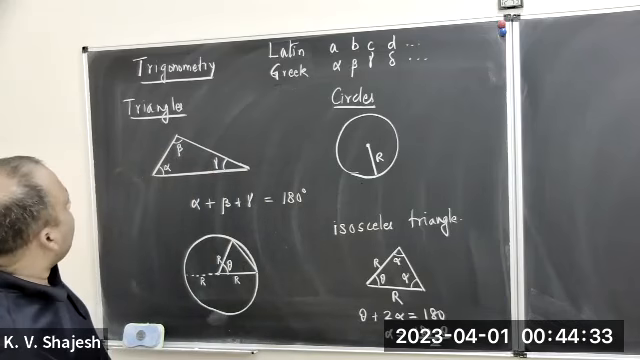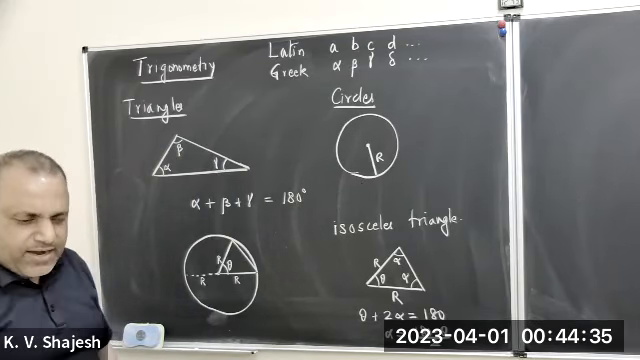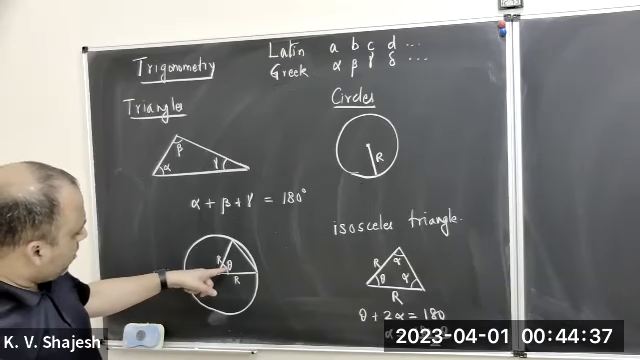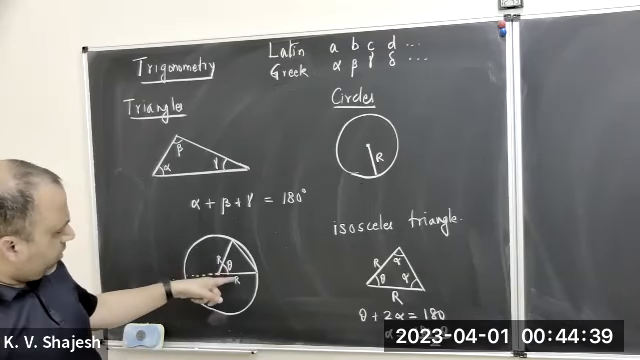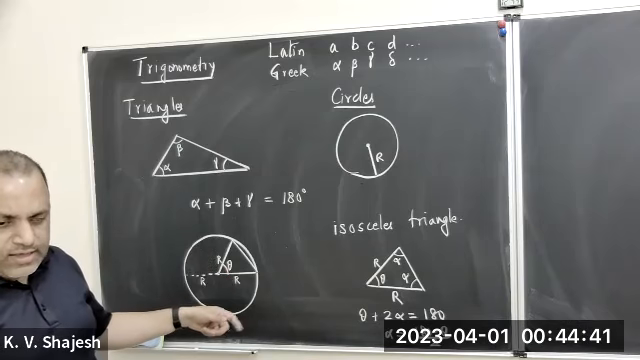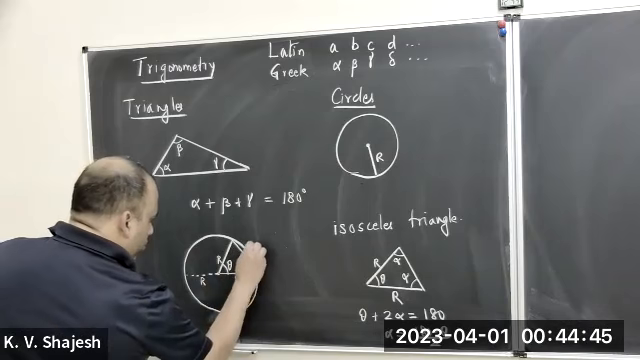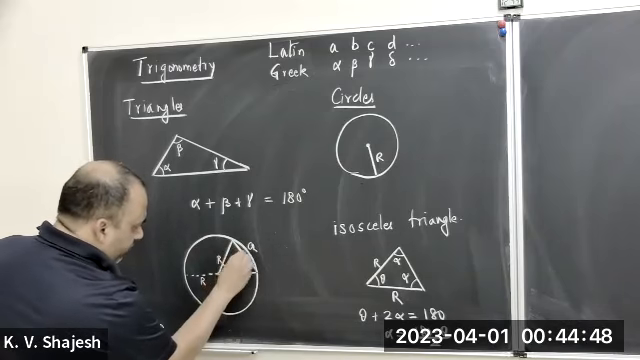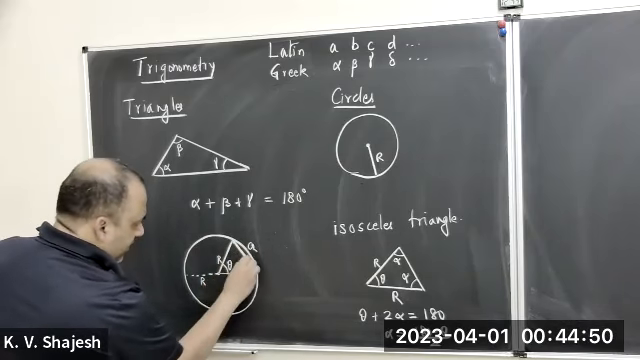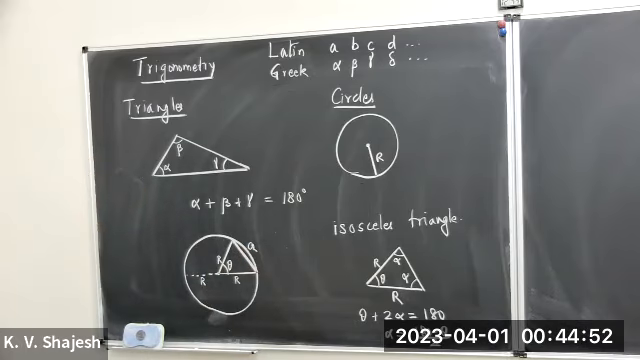But when I say trigonometry, our main idea would be, if I know this angle theta and I know the radius also, can we find out what is this length a of this triangle? Can we say anything about this length?